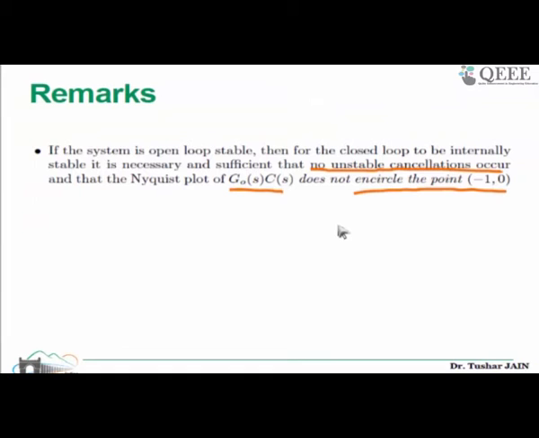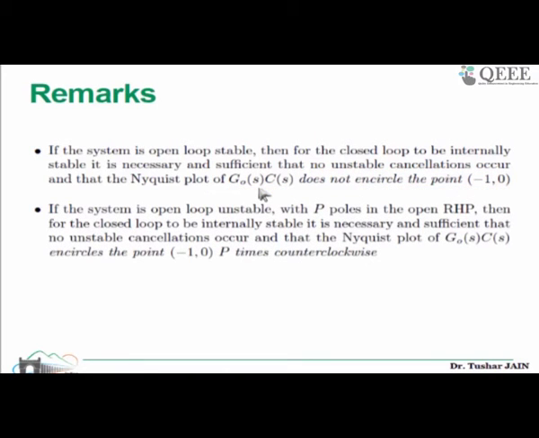Okay, so if the system is open loop stable, then the Nyquist plot of G naught C should not encircle the point -1, 0 at all. If the system is open loop unstable, it is a similar condition: it should encircle the point -1, 0 P times counterclockwise.